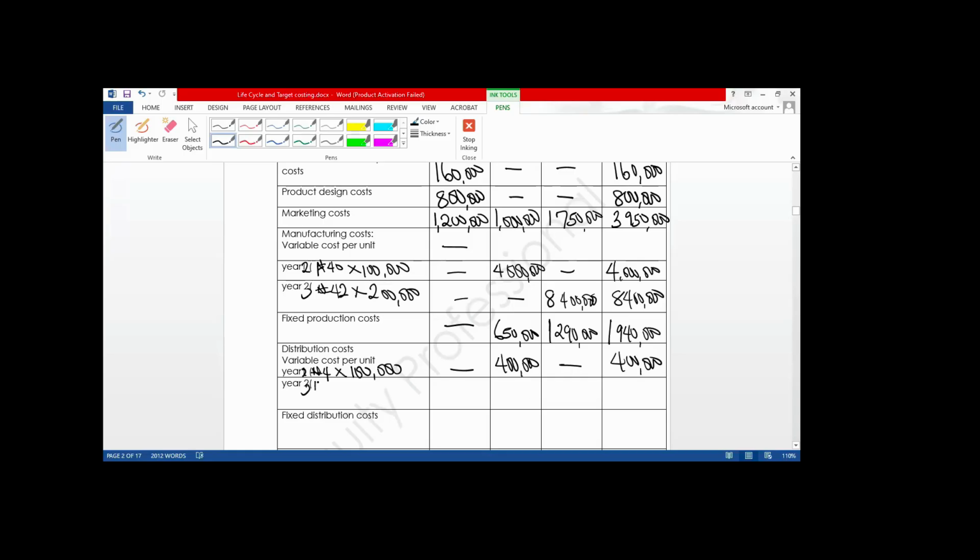Year 3. What is variable distribution? 4 naira 50 kobo. How many are we going to manufacture in year 3? 200,000. Please multiply. 900,000.